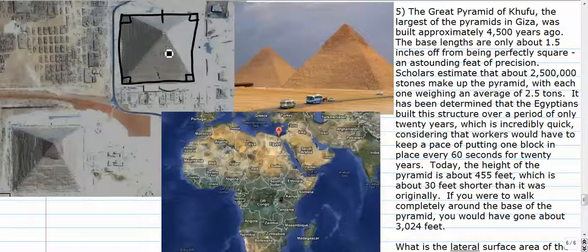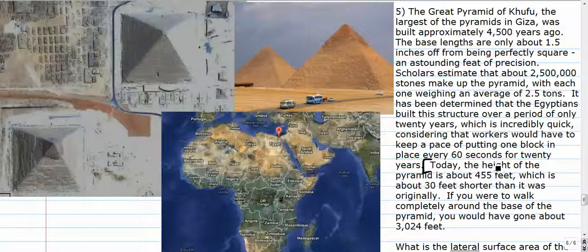And that's pretty astonishing considering that it was built so long ago, and you know how many blocks there are and how heavy each one was, and they didn't have the technology. So these things are pretty interesting to look at and to analyze, because they're just about perfect. And let's see, we go down here and it talks a little bit about how quickly the workers had to work, and then it gets into some key information right here.